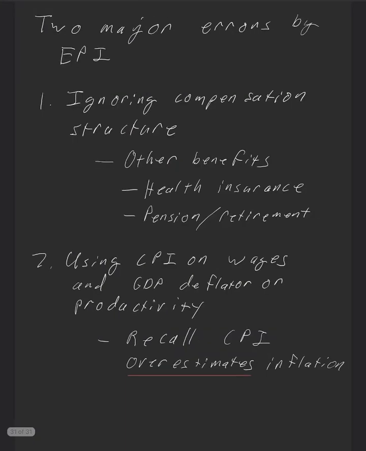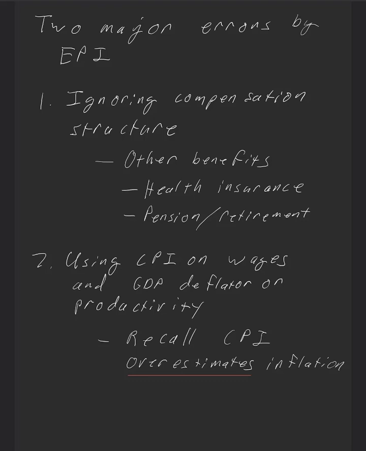Okay, so there's two main errors here done by the EPI, and why I would say there's probably not a lot of case that wages are stagnating. A little bit. I don't want to pretend like this is one of those things where we can just say there's no case for wage stagnation. You're a crazy person if you believe in that. It's just dramatically overstated. And the reason for that is, first, EPI ignores compensation structure.